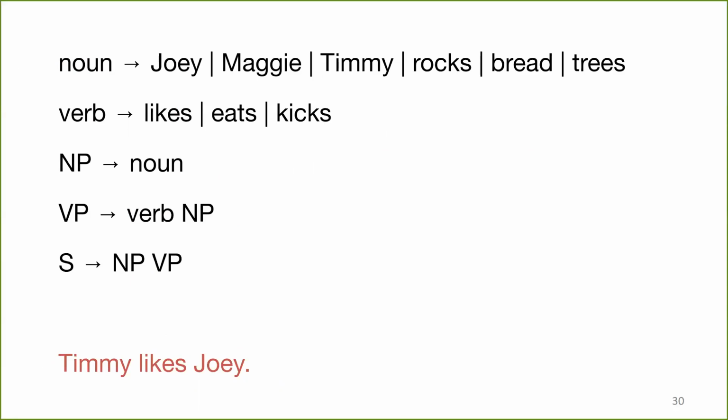According to this grammar, you can also construct sentences like trees eats Maggie, because that is a noun followed by a verb followed by a noun, which doesn't seem to make sense. But again, the grammar says nothing about meaning, just what chunks of text can go next to each other.